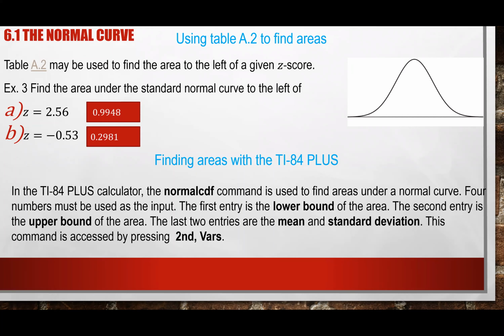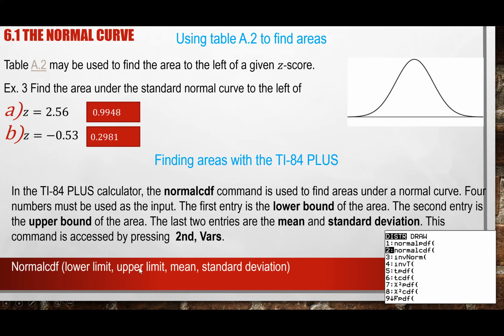So for normal CDF, there are 4 items that you need. What are the 4 items? You need the lower limit, the upper limit, the mean, and the standard deviation. A reminder: if they say the standard normal curve, then the mean is equal to 0 and the standard deviation is equal to 1. I will mention the lower limit and upper limit in the next slide, okay?